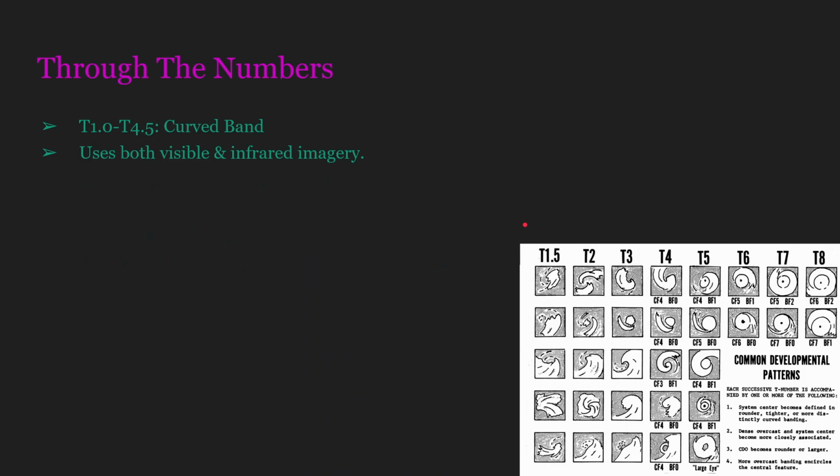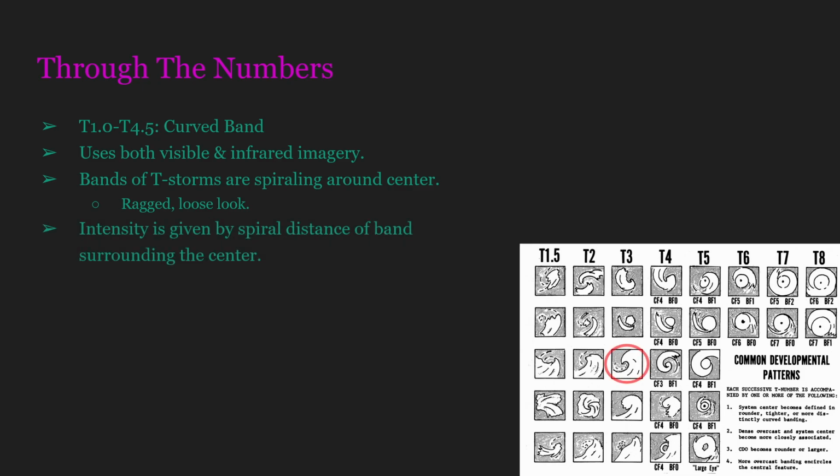So what the heck is curved band, T 1.0 to T 4.5? Well, first of all, curved band uses both visible and infrared satellite imagery. It is going to have curved bands of thunderstorms that are spiraling around the center. This is going to be around the very beginning of a tropical depression or tropical storm, actually looking relatively cohesive, but it is still going to have that pretty ragged, pretty loose look.